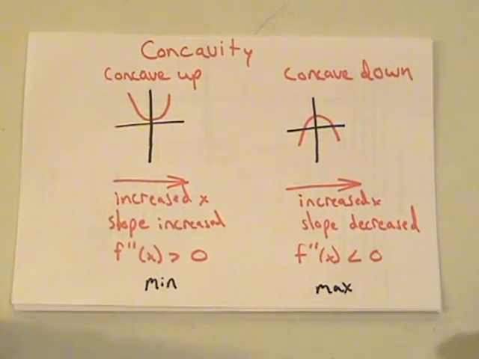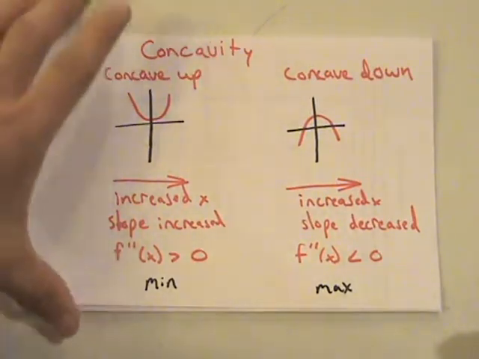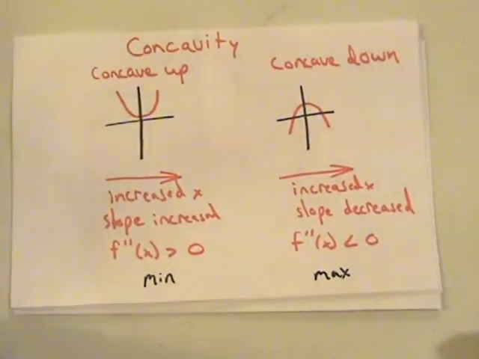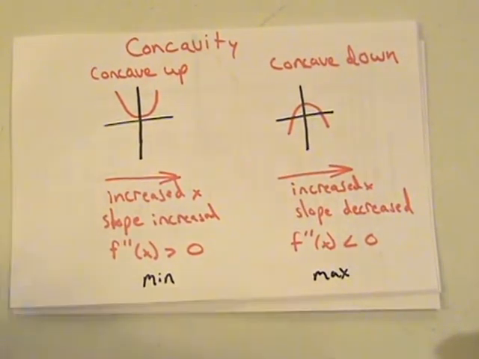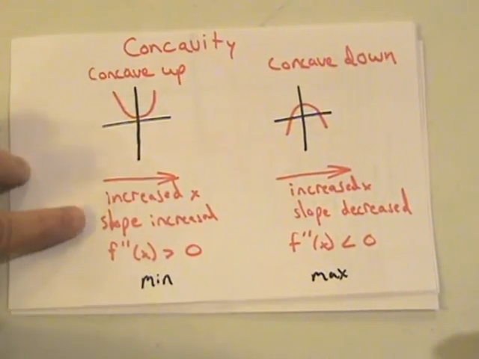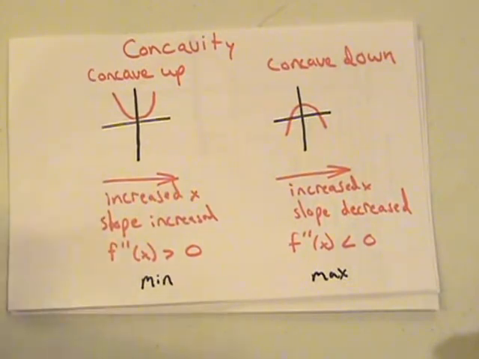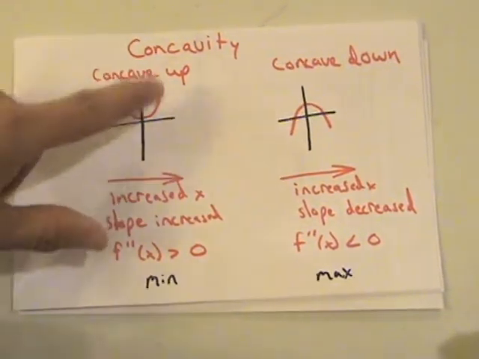Okay, this is section 4 of chapter 3, and it is about concavity and points of inflection and the second derivative test. So first of all, concavity, what is it? It is the shape that the graph makes related to slope. There are two forms of concavity: concave up and concave down.